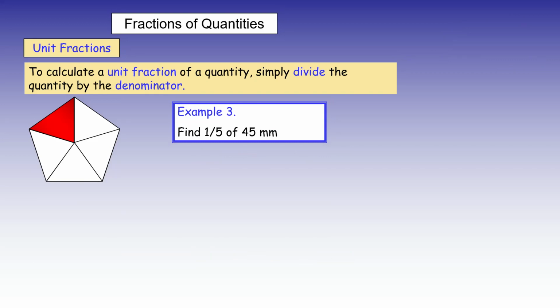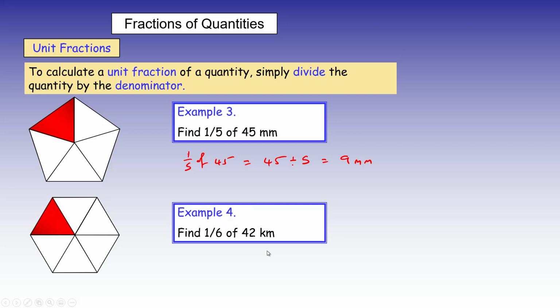So I think we've got the measure of this now. Here we've got to find a fifth of 45. So 1/5 of 45, that's equal to 45 divided by 5, which is 9. Oh, and I won't forget the units this time, millimeters. Okay, good.